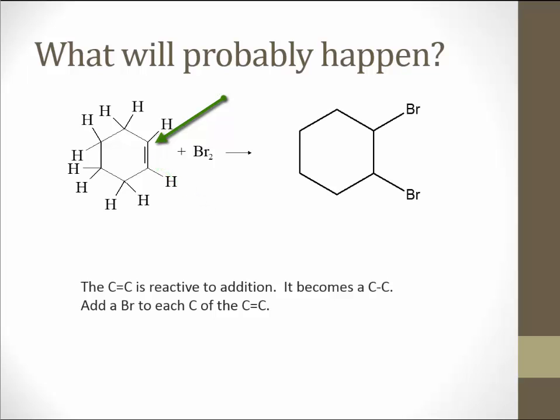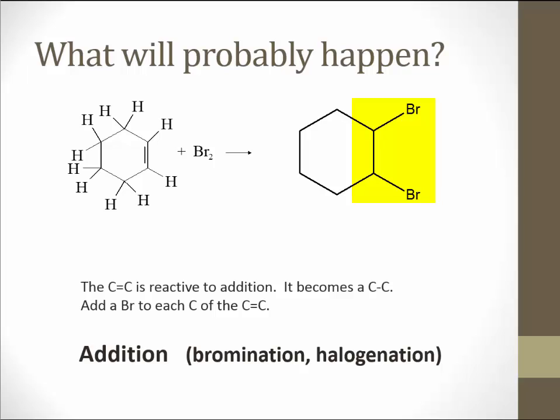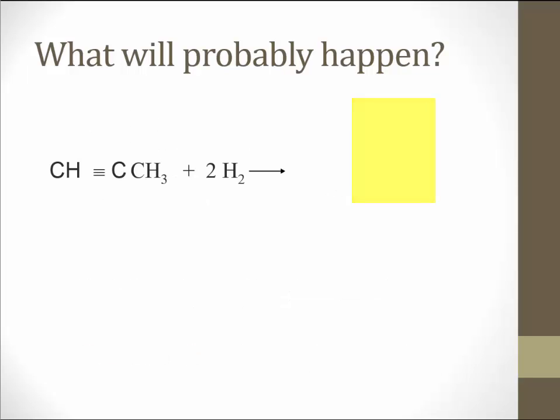There'll still be an H here and an H here, but we've now added a bond to a bromine and added a bond to a bromine. This could be called addition. It could be called bromination because it's bromine that's adding, or it could be called halogenation because bromine's an example of a halogen. This happens readily.